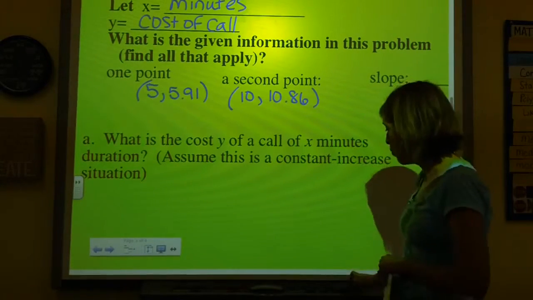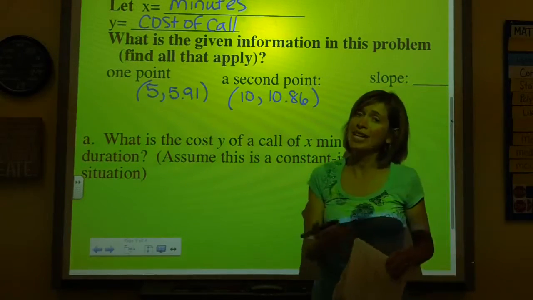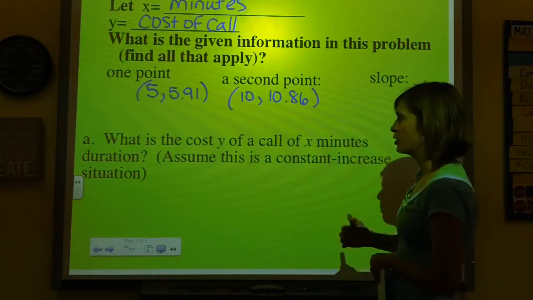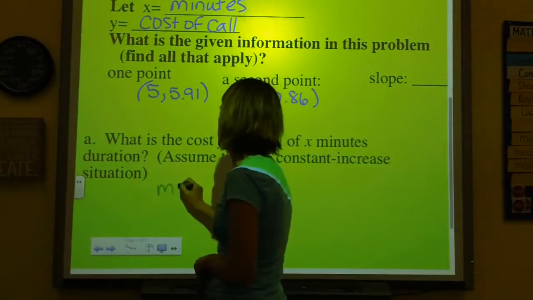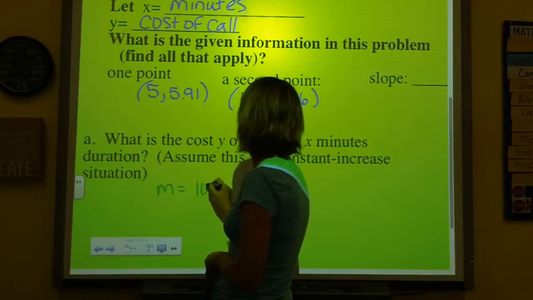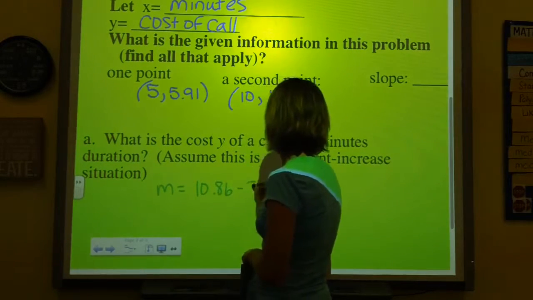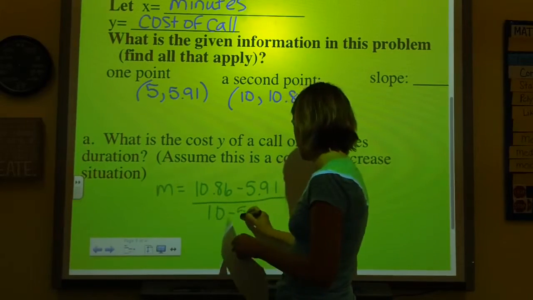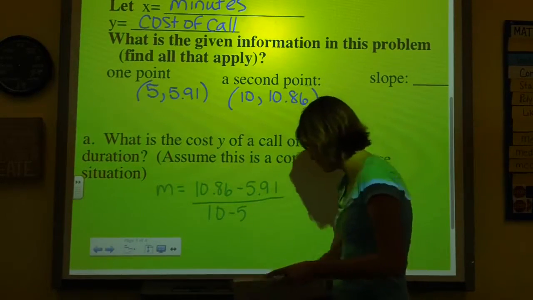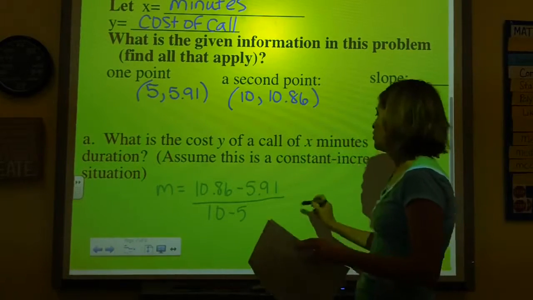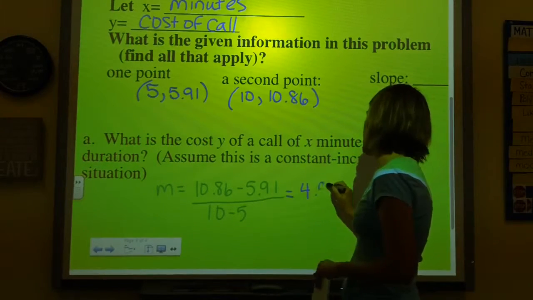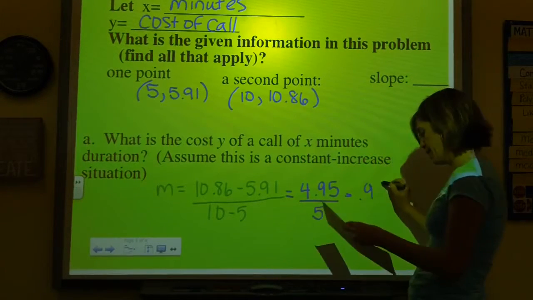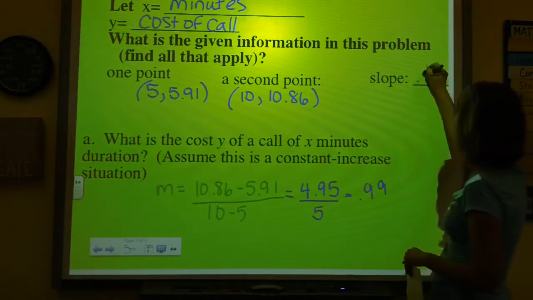So if we have 2 points, our minimum that we need to write an equation of a line is a point and a slope. All right, so the first thing we're going to do is find our slope. So M equals 10.86 minus 5.91 all over 10 minus 5. All right, calculating the slope. That gives me 4.95 over 5, which gives me a slope of 0.99. Okay, so there's my slope.